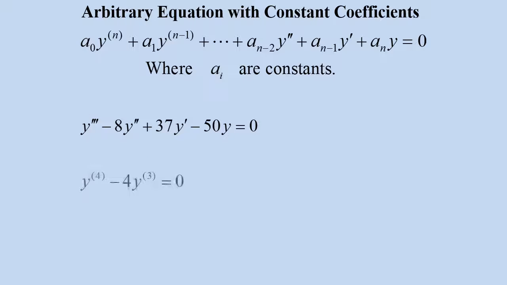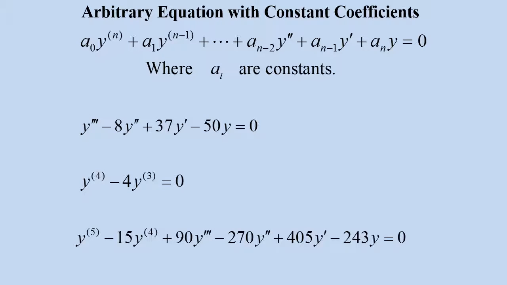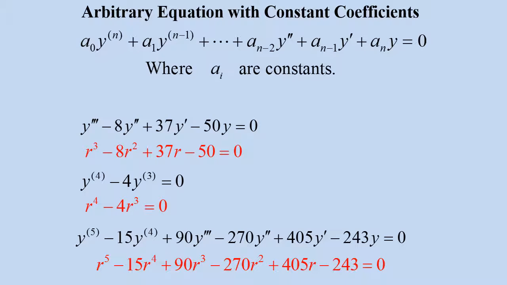For example, in this first equation, we have y triple prime, third derivative, minus 8y double prime plus 37y prime minus 50y, which the characteristic equation then would be r cubed minus 8r squared plus 37r minus 50. And so you can see we form the characteristic equation in the same way we did back in Chapter 15.